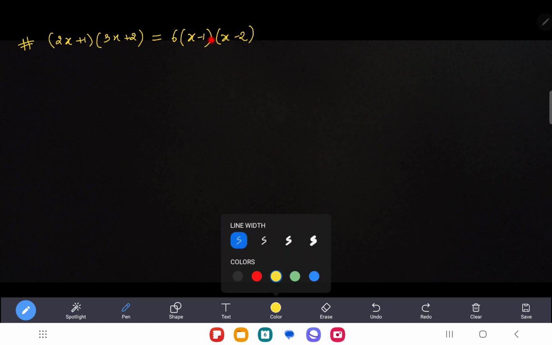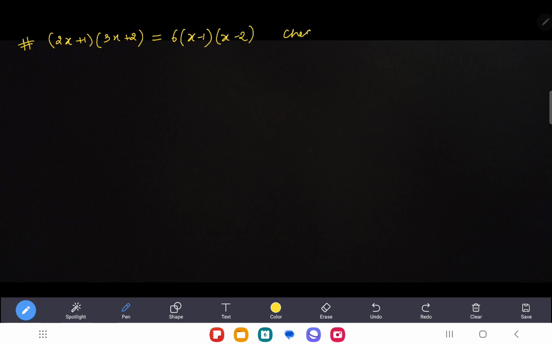I'm going to give you this equation and you have to simplify and tell me whether it is a quadratic equation or not. So it says 2x plus 1 into 3x plus 2 is equal to 6x minus 1 into x minus 1.